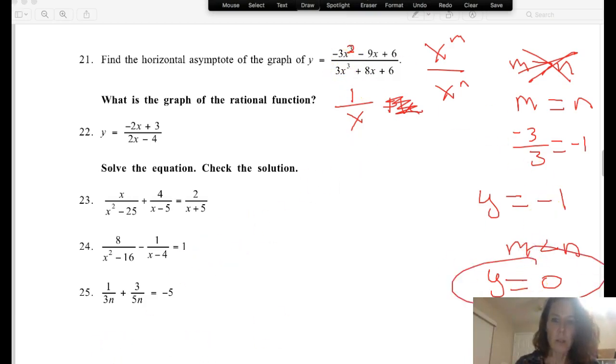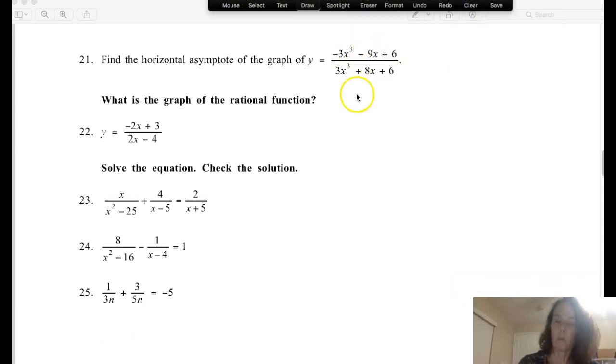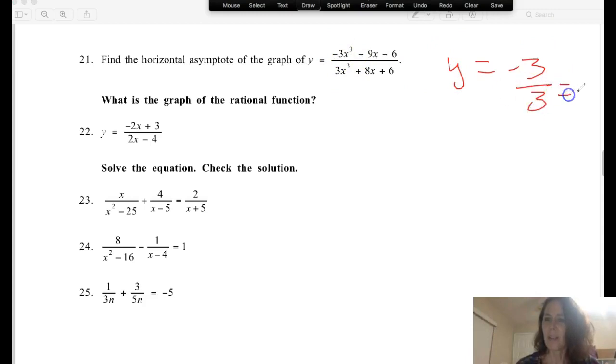All right, so let's go ahead and look at what we have. These are equal, so I'm going to do the coefficients, and I think I already did this. Coefficient would be y equals -3 over 3, and that's -1. So y equals -1 would be my horizontal asymptote.